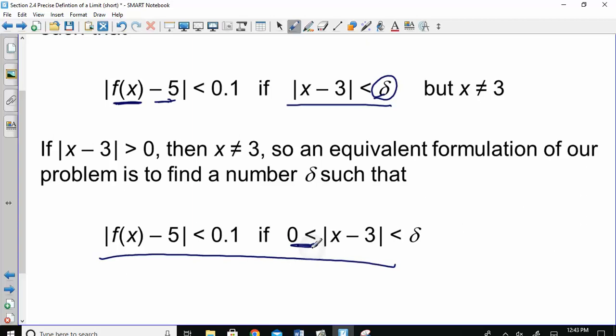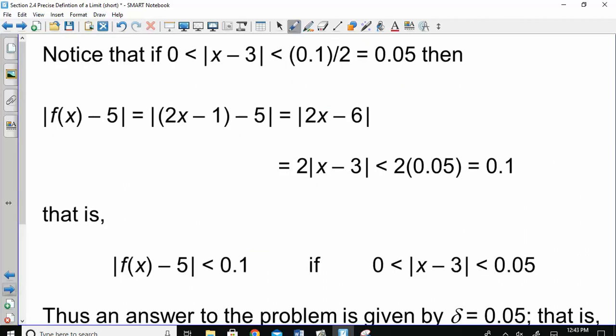Because absolute value can't be... Yeah, absolute value is already positive, right? So your book sometimes has 0 is less than this, is less than delta. That 0 is really not necessary because we know the absolute value is already positive.